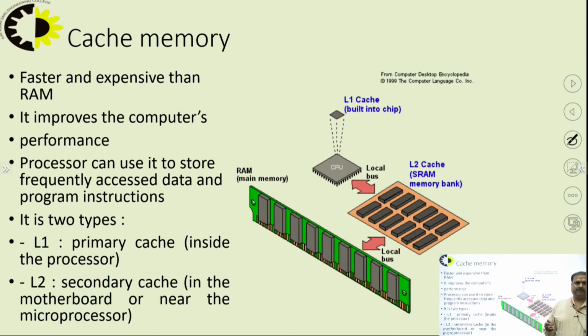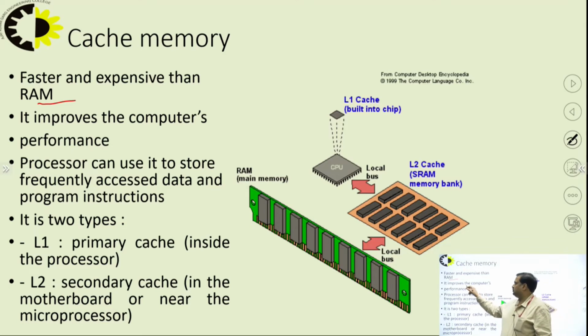The SRAM which we were talking about is used as cache memory. Cache memory is generally used in between the RAM and the processor to speed up the process. It is faster but also more expensive than RAM. So we cannot replace the RAM with cache memory. It will increase the cost exponentially.